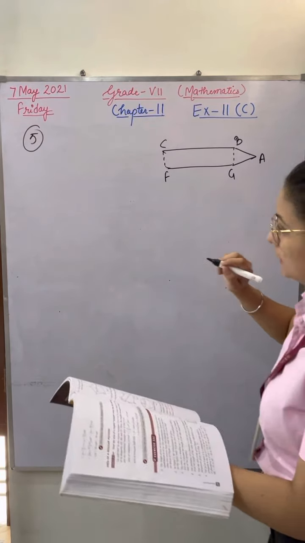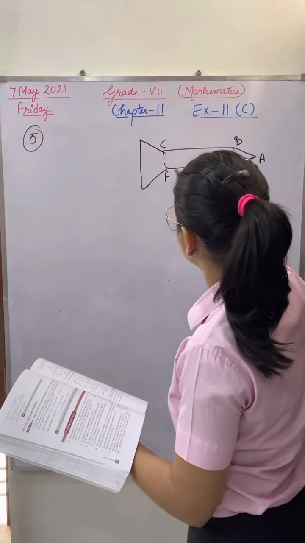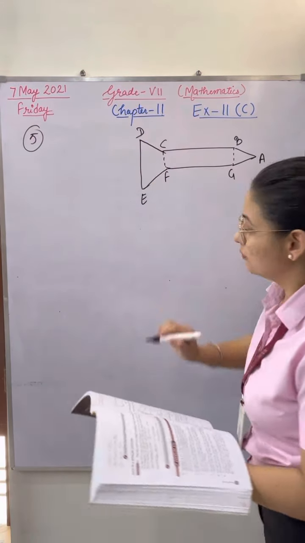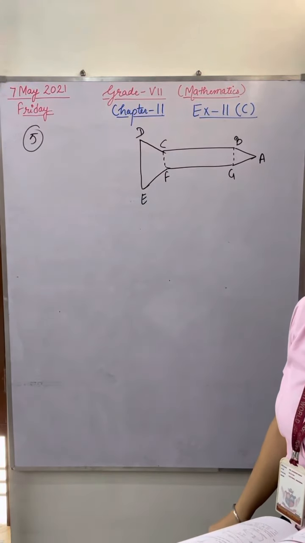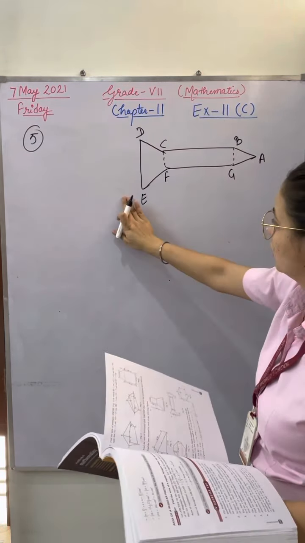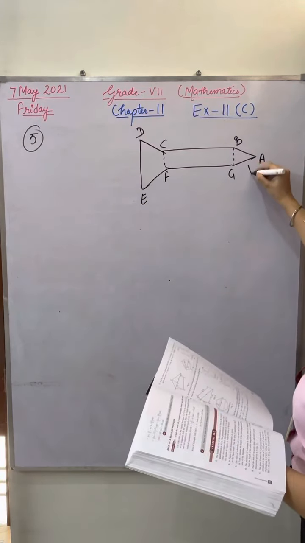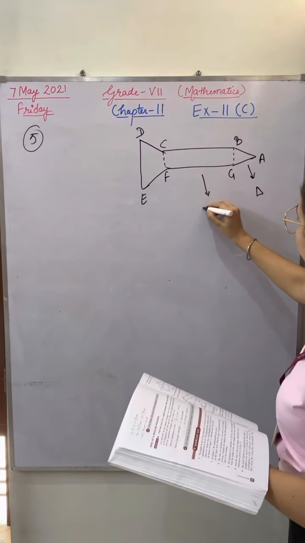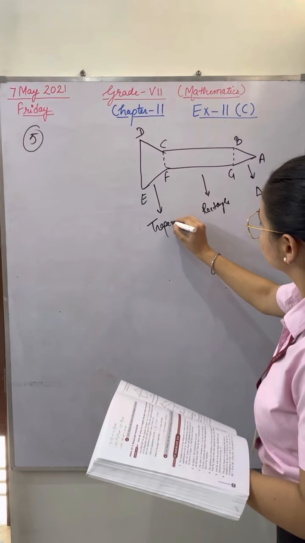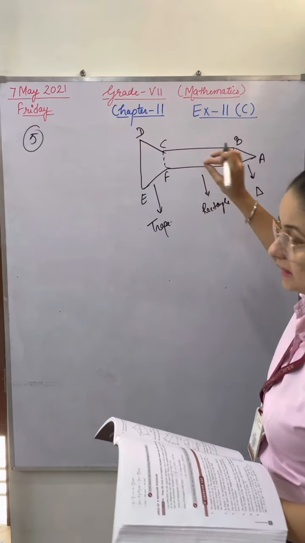Okay. After that, one more shape is given. Now, please tell me, CFED, what is this shape? CFED. Very good. So we are having three different shapes in this particular figure. You have taken out these three shapes. This is a triangle. This is a rectangle. And this is a trapezium, in which these two sides are parallel and these are non-parallel sides.